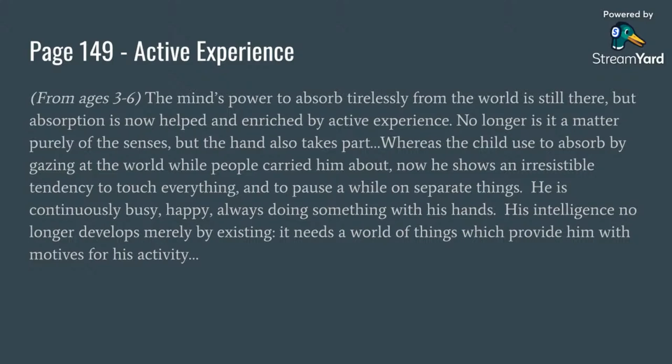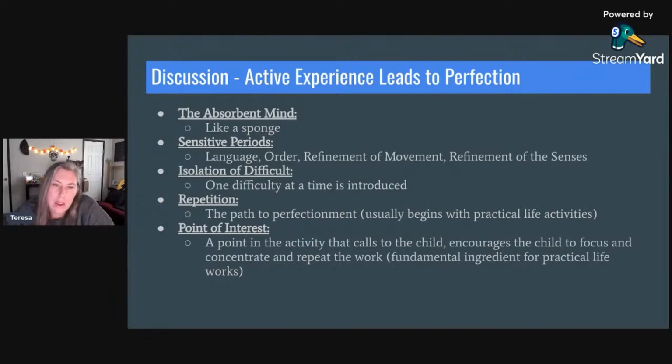His intelligence no longer develops merely by existing. It needs a world of things which provide him with motives for his activity. Let's break this down a little bit. So she's talking about the absorbent mind here. And if you are familiar with the absorbent mind, you know that it is like a sponge.